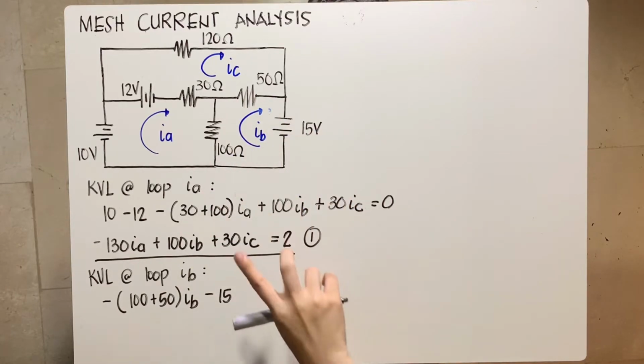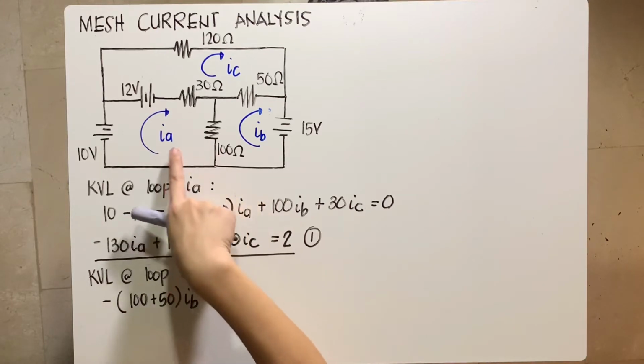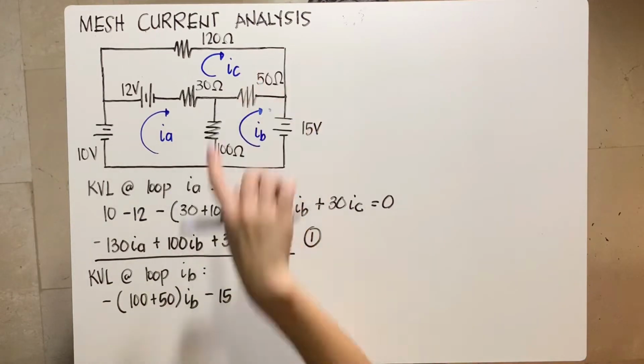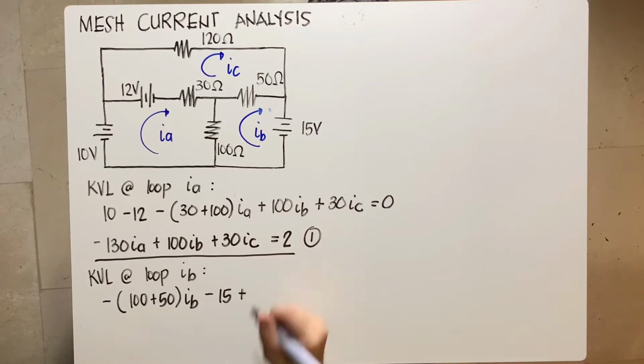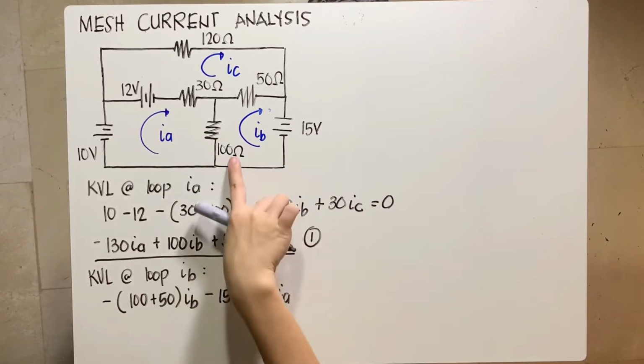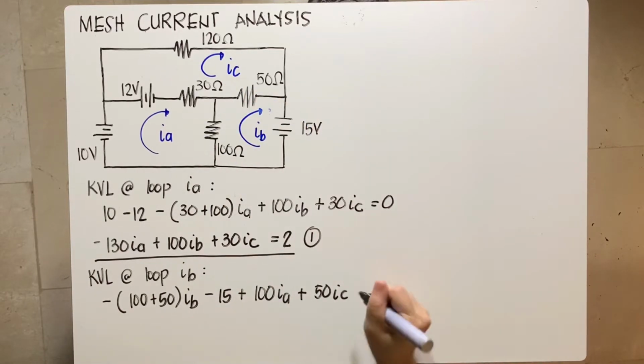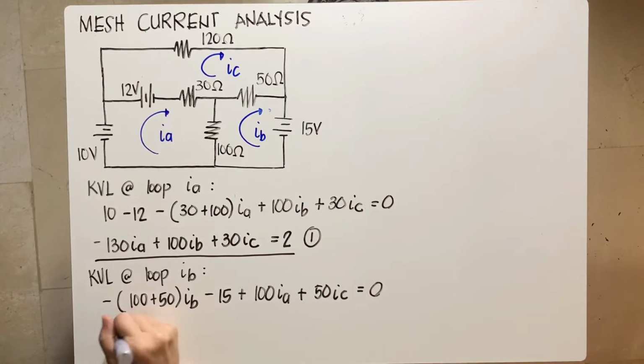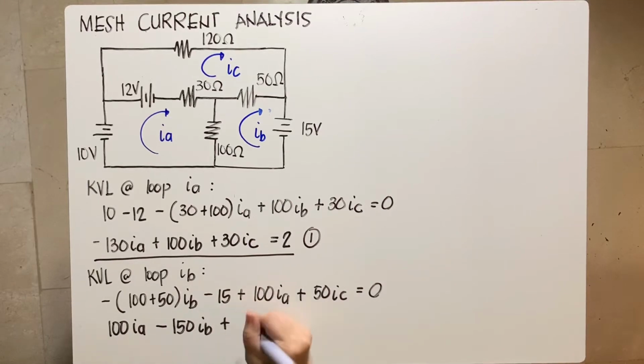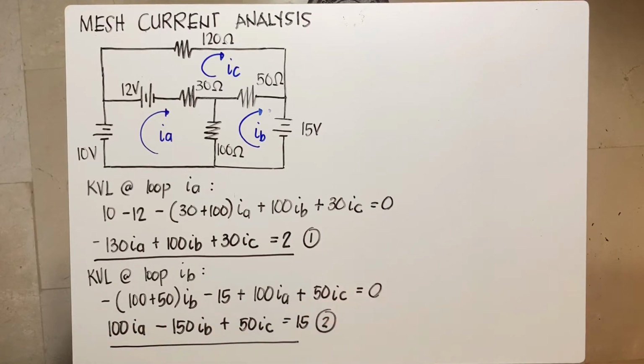Again there are two branches affected by other mesh currents: 100 ohms by IA and 50 ohms because of IC. So there will be an additional voltage drop because of 100 IA, and an additional voltage drop because of 50 IC. After the mesh current effects, equate it to 0 and then arrange your equation. I have 100 IA minus 150 IB plus 50 IC, and transposing the constant to the right, you get positive 15. This is your equation number 2.